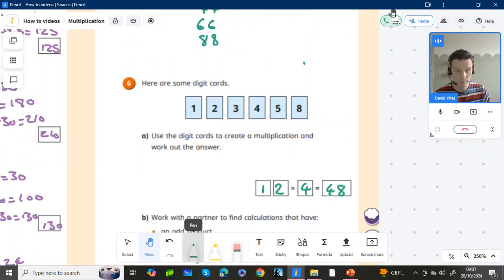And then for 6a, there's my example I used earlier. 12 times 4 equals 48. It'd be interesting to see what sums you gave. If you could leave a comment below, that would be brilliant.